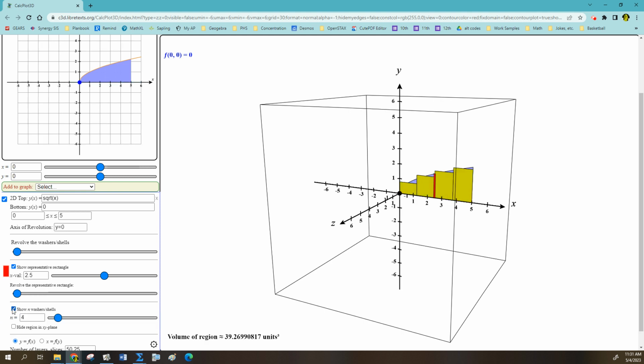So let's do a bunch of washers here. If I only use 4 washers, that doesn't match very well, right? That's not the exact volume, is it? So let's let the number of washers get dramatically bigger. Like if I use 25 slices, or not washers, I'm sorry, these are discs, not washers. We haven't done washers yet, right? If I use 25 discs, okay, that's not bad, right?